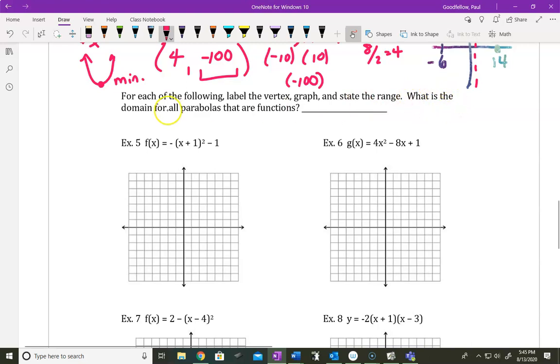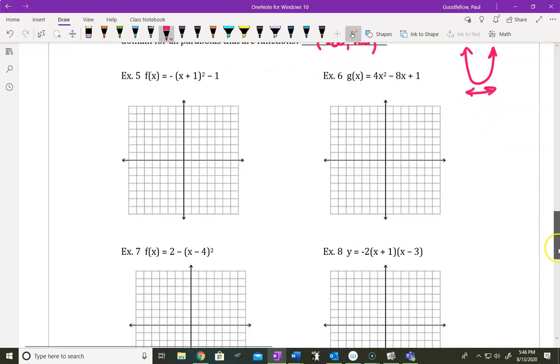Find, for each one of the following, label the vertex, graph, and state the range. It says, what is the domain of all parabolas? Well, since parabolas go left to right, they're going to cover all the domain. And this is a good time for us to talk about the fact that we are going to cut ties with the old kind of concept and really start focusing on stuff that we'll see in calculus, and that's interval notation, which means this is going from negative infinity to infinity for the domain. Now, the range, on the other hand, will be a slightly different question.